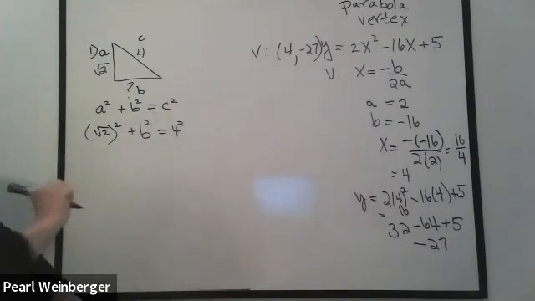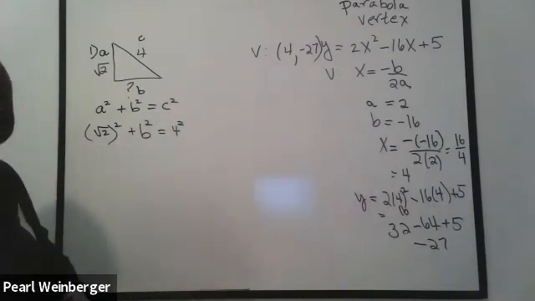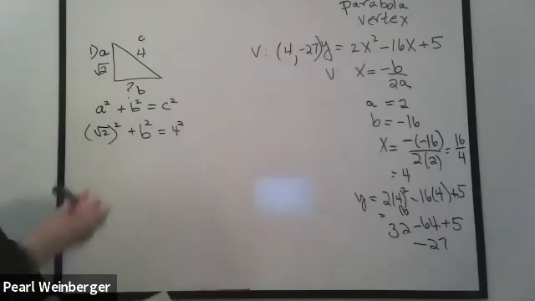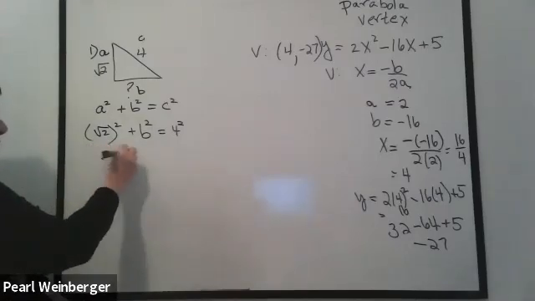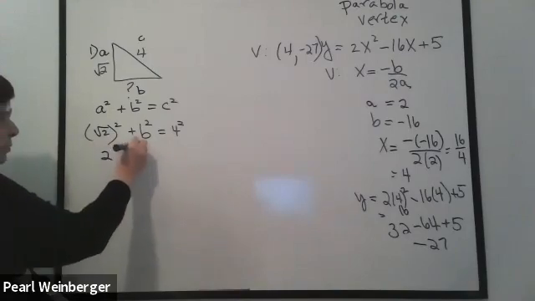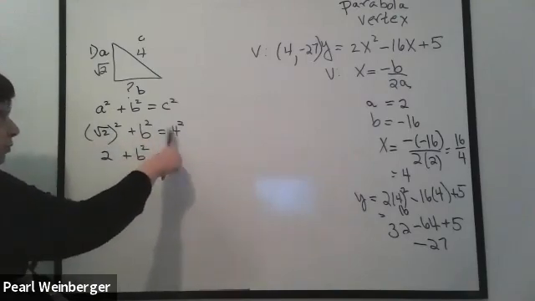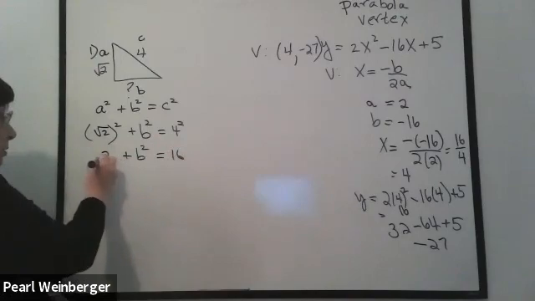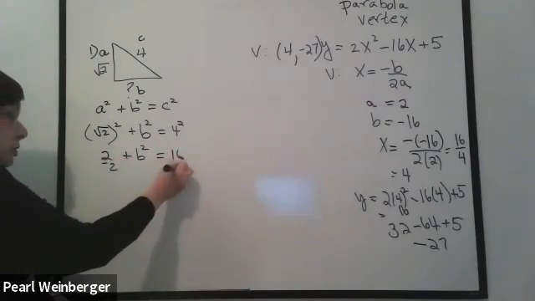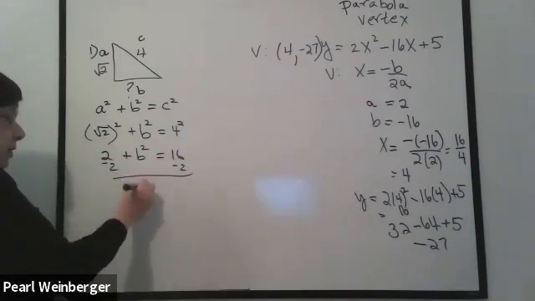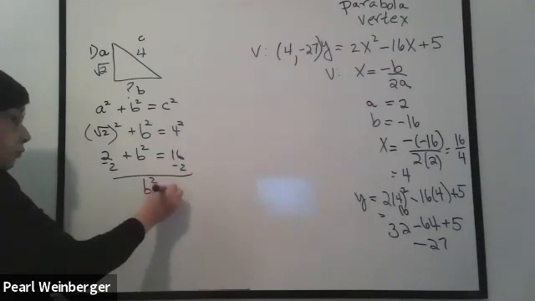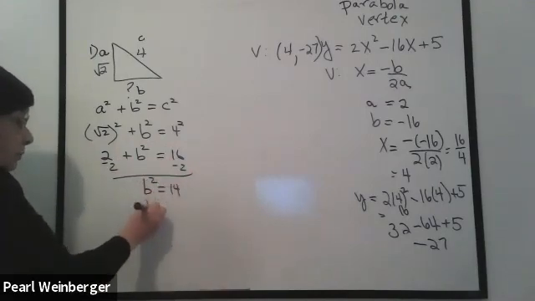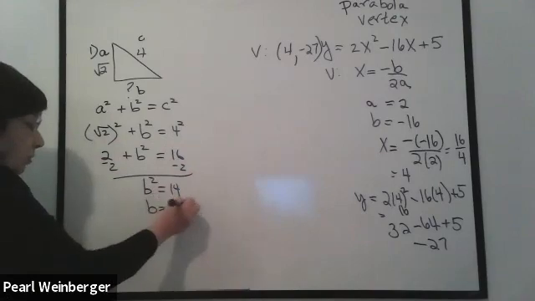And when we square something that's in a radical, the square root of 2 times the square root of 2 is simply 2. So this is 2 plus B squared equals 4 squared, which is 16. So I'll bring the 2 to the other side. That will give me that B squared equals 14. And that must mean that B is the square root of 14.